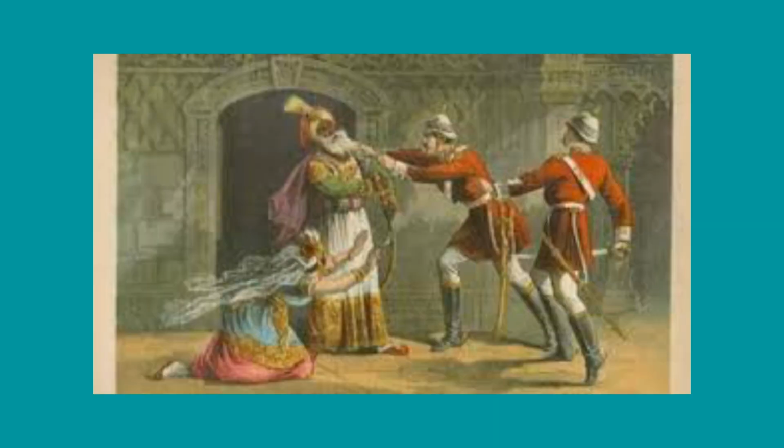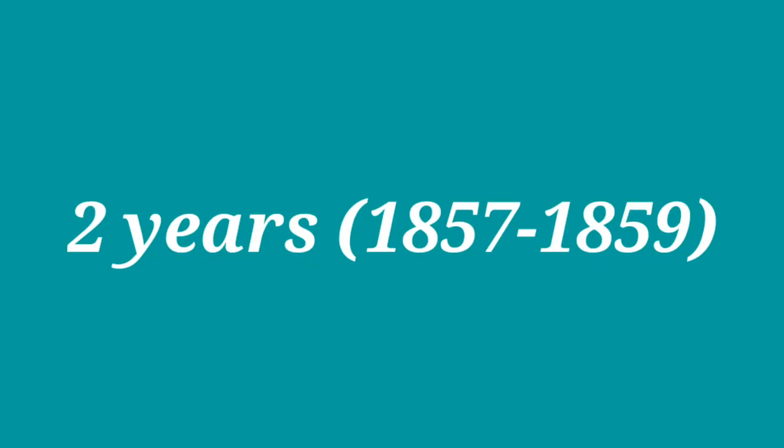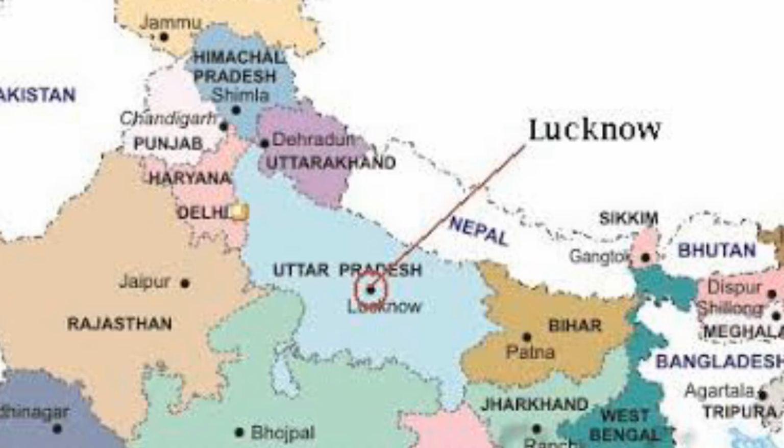Bahadur Shah Zafar's arrest did not affect the revolt much. The people continued to revolt. The British took almost two years to bring the revolt under their control. First they captured Delhi in September 1857, and next they went to capture Lucknow.